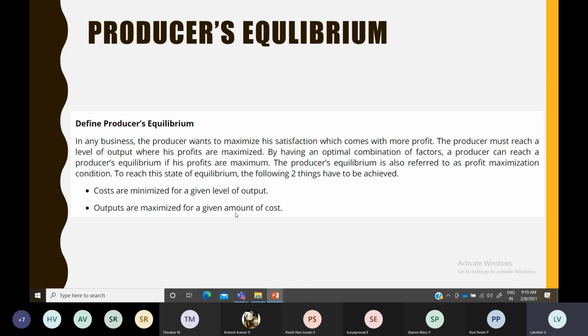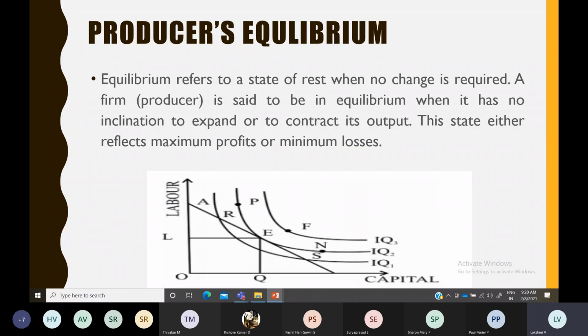So the definition is where he gets this producer's equilibrium. Whenever you want to produce 1,000 units, your cost of production should be kept minimum. You want to maximize your output and minimize your input. So costs are minimized for a given level of output. Whatever you have planned for your production activity, your cost should get minimized there. And similarly, when you want to maximize your output at the least cost, this will be the attitude of any producer or any firm. So that is known as producer's equilibrium.